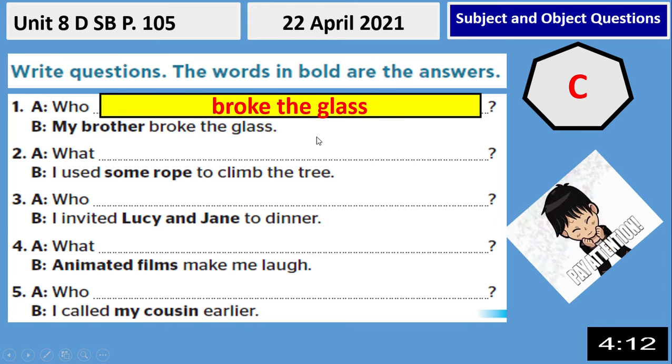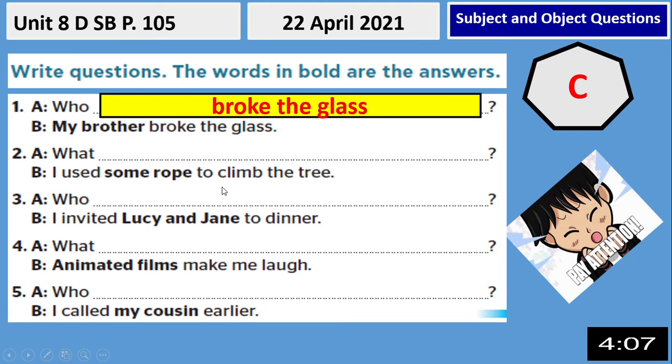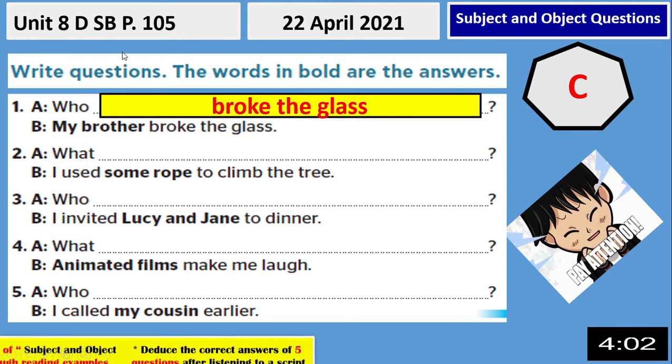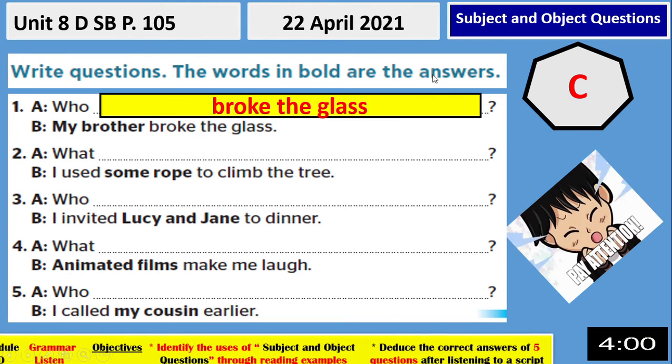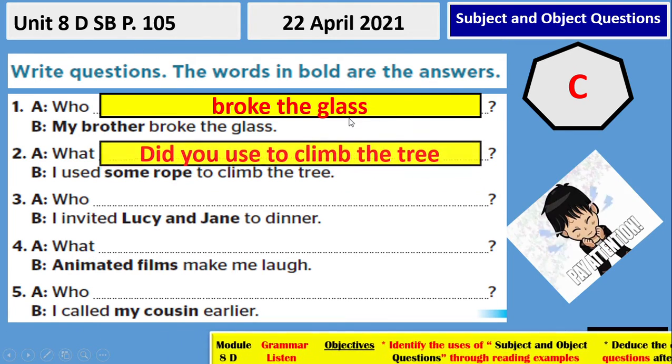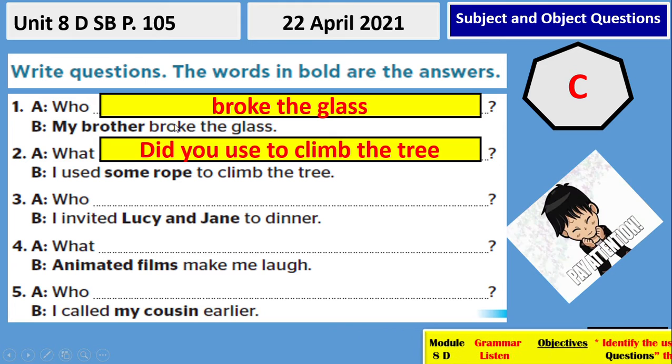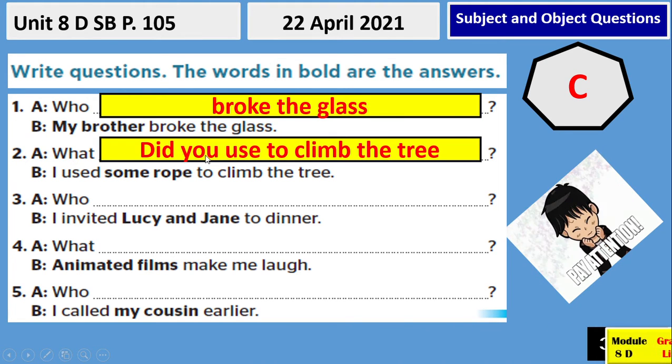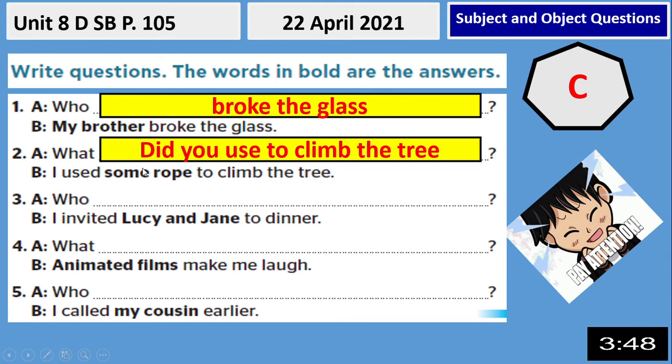Move to number 2. What about this one? What? I use some rope to climb the tree. Think about this one. Am I asking here about the object or subject? Great. So my answer needs what? An auxiliary verb, did. So what did you use to climb the tree? I use did here because I'm asking about the object. Again, if I'm asking about the object, I need to use an auxiliary verb in my question.